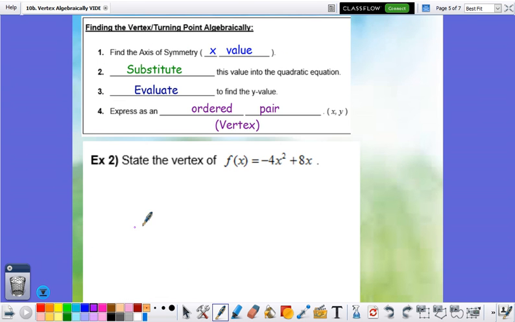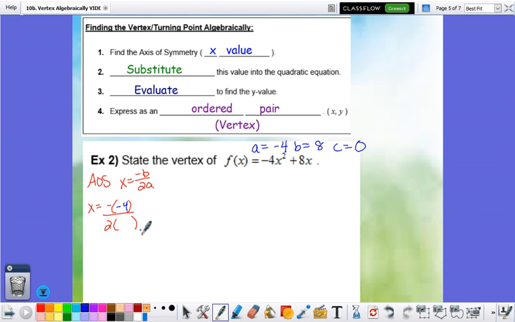Let's try this again. We have to state the vertex of this function. So first up, we're going to need our axis of symmetry. Axis of symmetry: x equals -b over 2a. X equals the opposite of b over 2 times a. I can't use the formula if I don't have a, b, and c identified. A in this case is -4, b is 8, and c is 0.